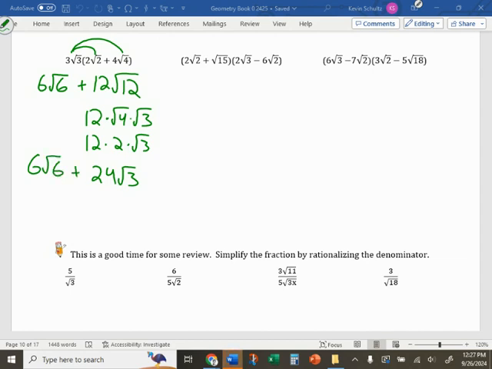Can we add them now? No. We simplified, we did all we could. The roots are still different, so we're done. That's as far as we can go.